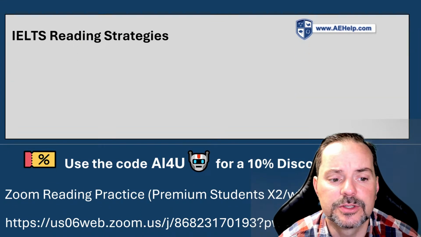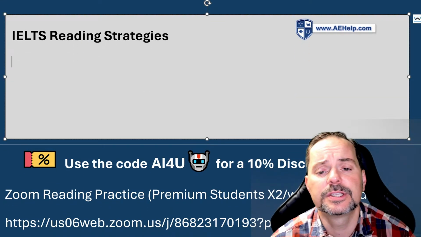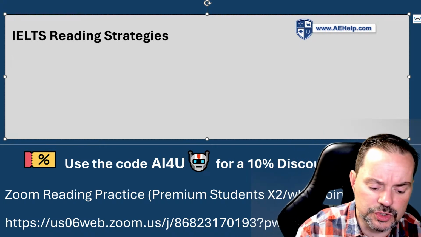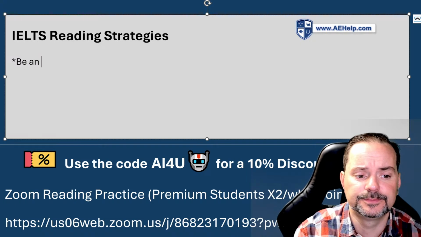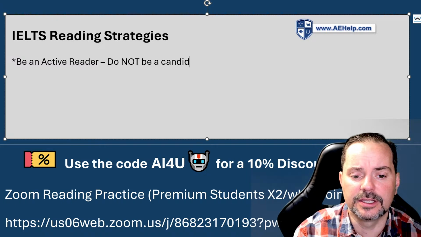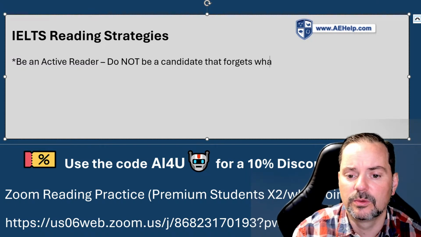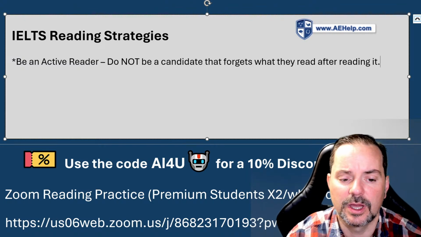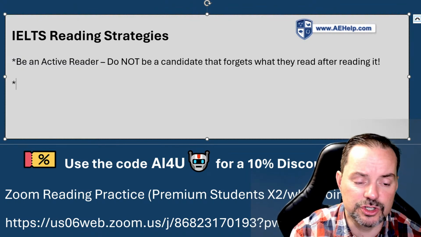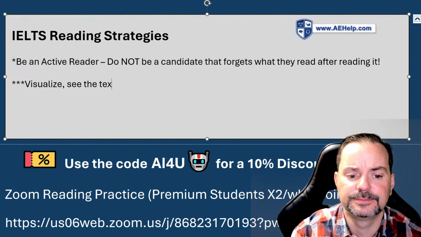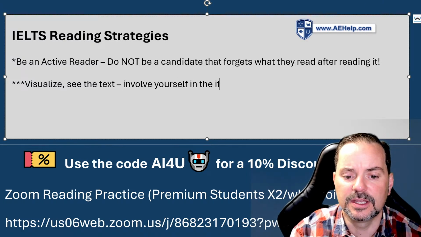So it's IELTS reading strategies. Students, there are lots of important strategies for the reading. Strategy number 1 is be an active reader. Do not be a candidate that forgets what they read after reading it. So this means visualize. See the text. Involve yourself in the information.